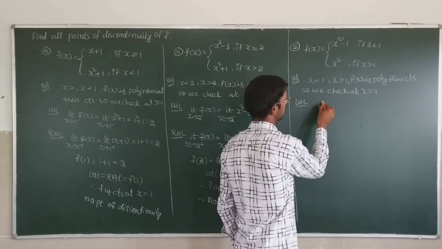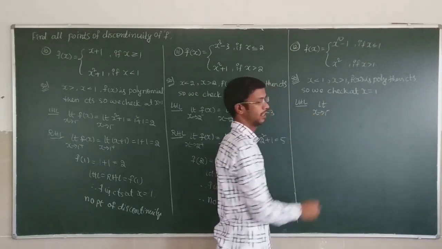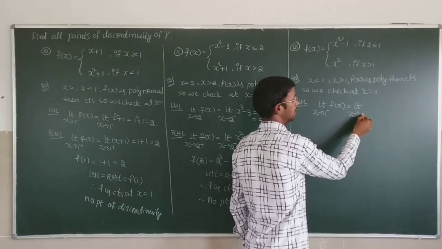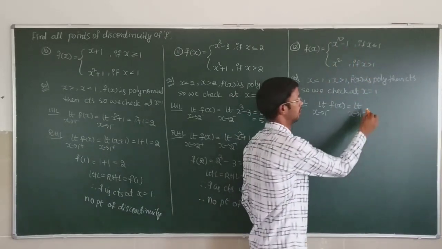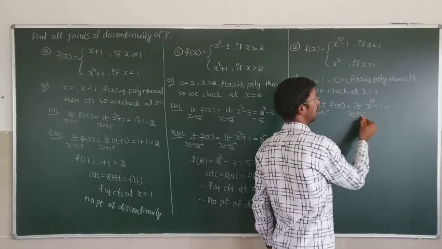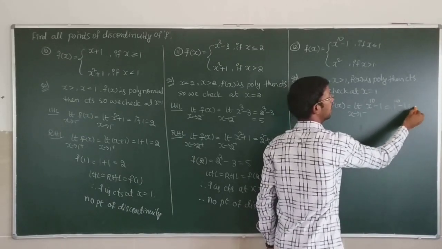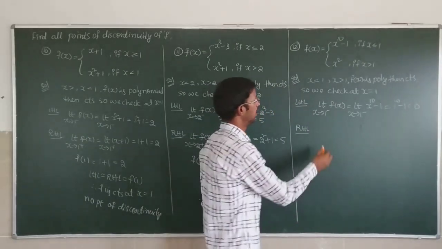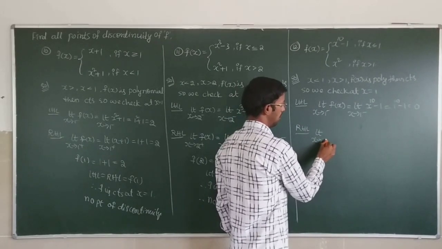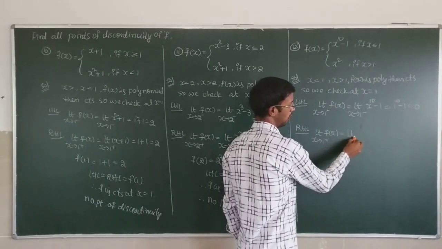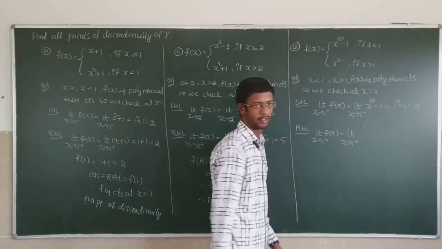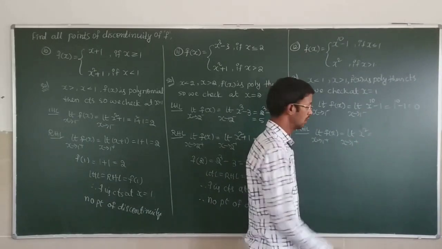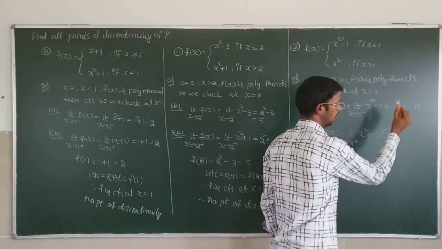LHL part is limit x tends to 1 minus f of x. For x less than 1, the f of x value is x power 10 minus 1. Substitute: 1 power 10 minus 1 is 0. Next, RHL part. Limit x tends to 1 plus f of x, for x greater than 1, x square is the function. So substitute there, 1 square is equal to 1.